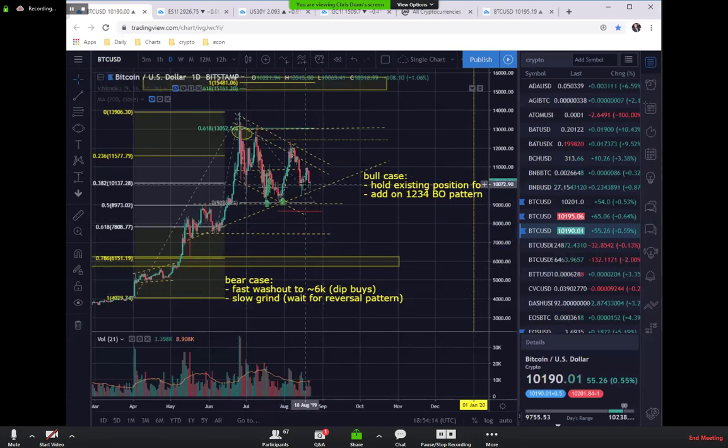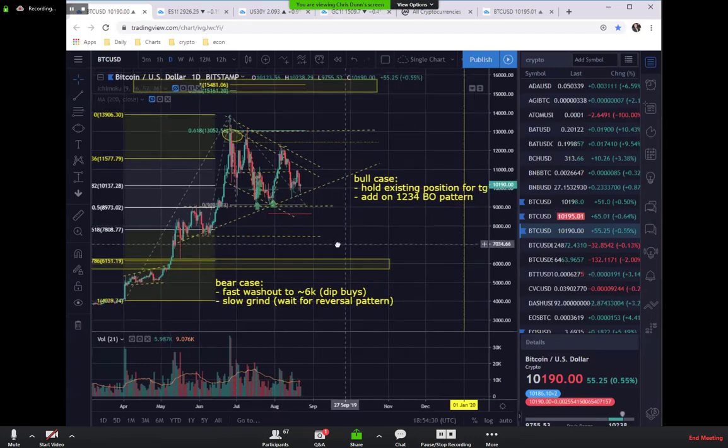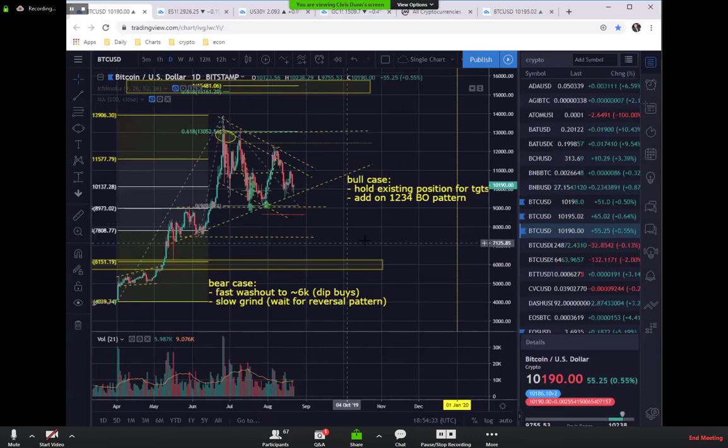Or if there's a slow grind, say it doesn't give you that washout, but it kind of respects this downward trending channel and just grinds out, then really what I would want to see is some kind of reversal pattern, right? Like down here, we had the double bottom, might be a head and shoulders, something like that. Otherwise you get kind of caught in that slow grind.